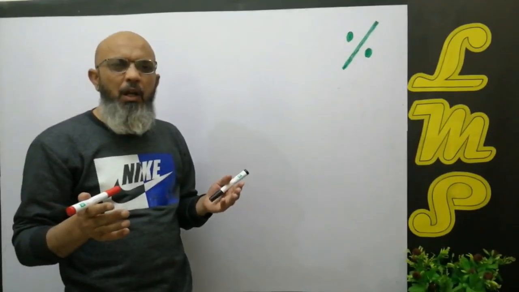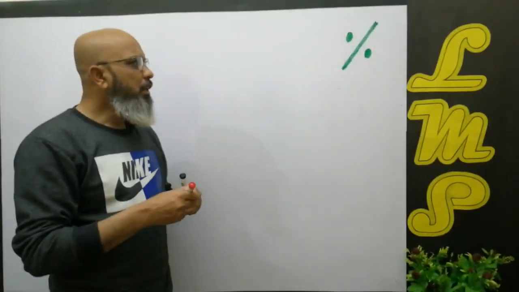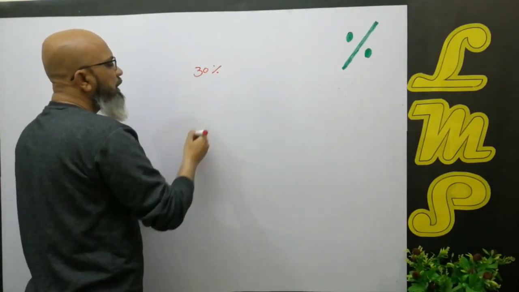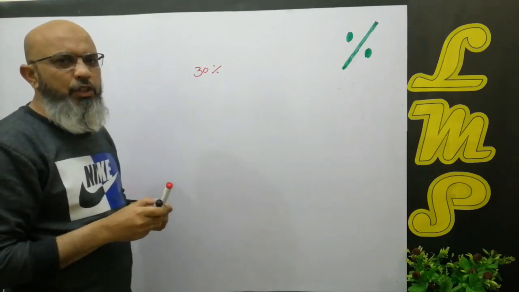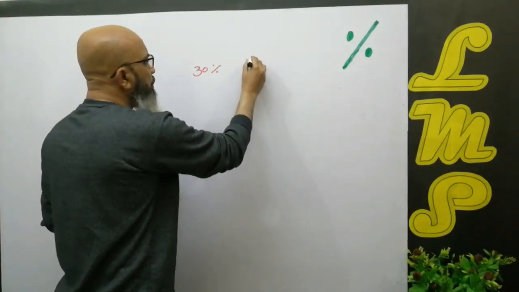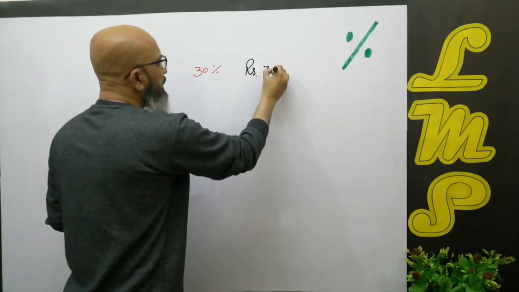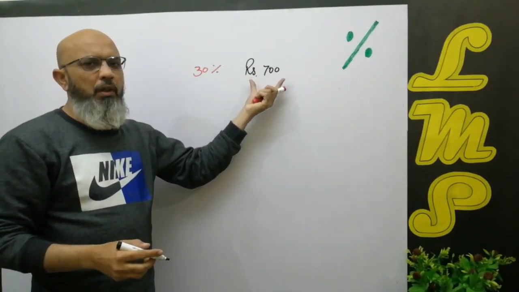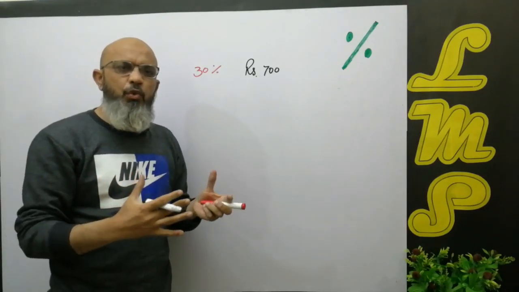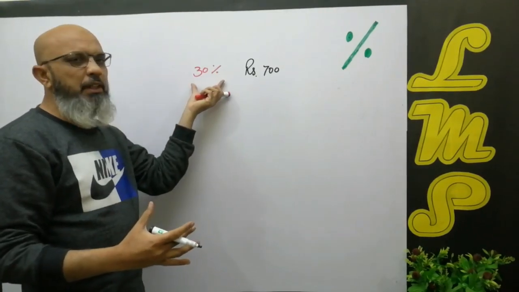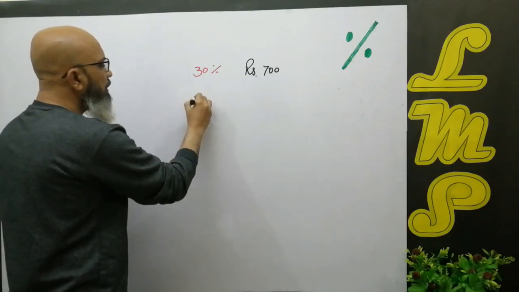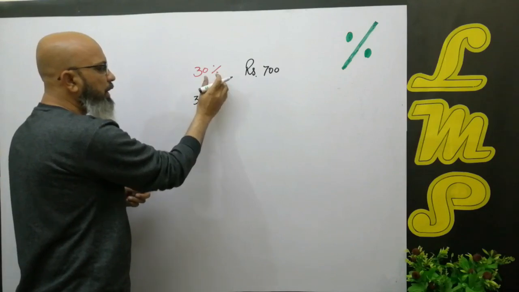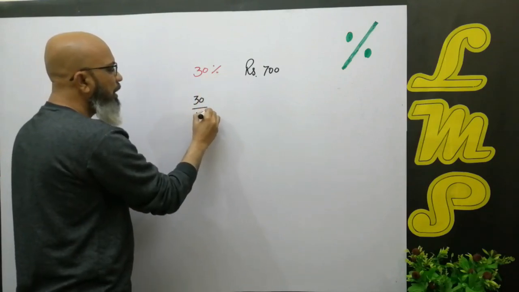Suppose you go to buy a shirt and there is a 30% discount, and the total price of the shirt is, suppose, rupees 700. How do you find how much discount you got? What will be the actual price you have to pay after the 30% discount? It's very easy. In the previous lecture, as you learned, when you have to remove the percentage sign, we always divide by 100.